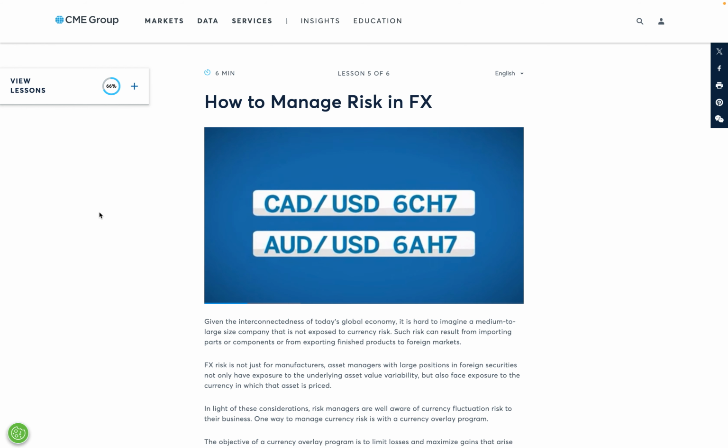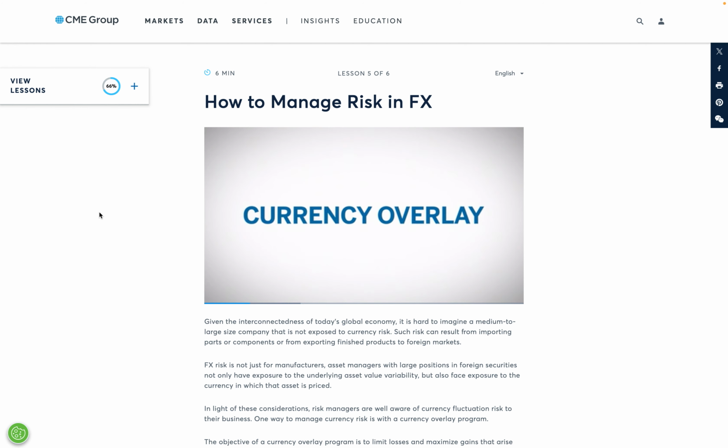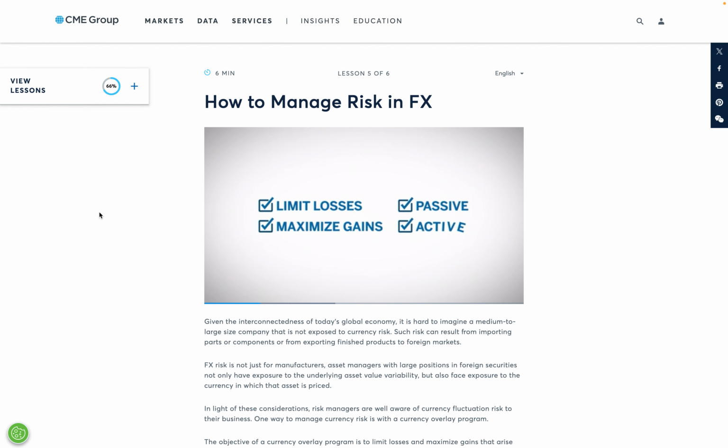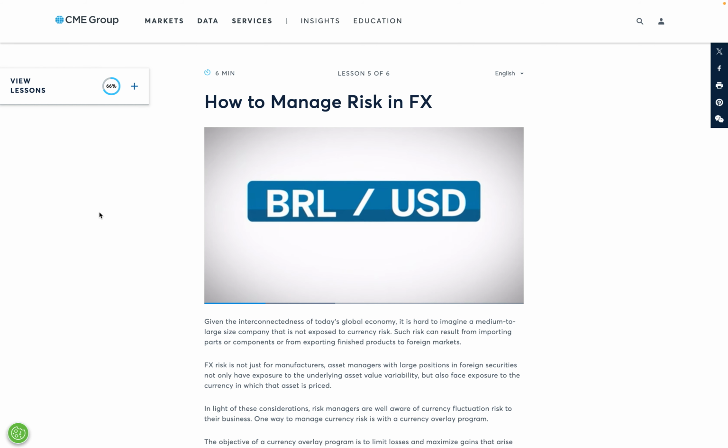One way to manage currency risk is with a currency overlay program. The objective of a currency overlay program is to limit losses and maximize gains that arise from currency rate fluctuations. Strategies can be passive, active, or a combination of both. Let's look at an example.